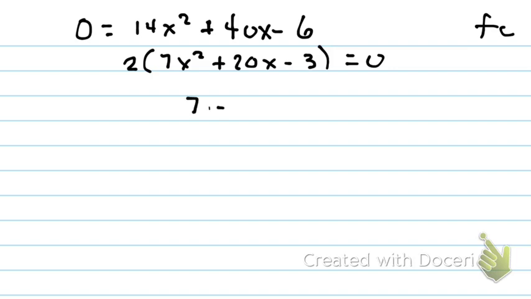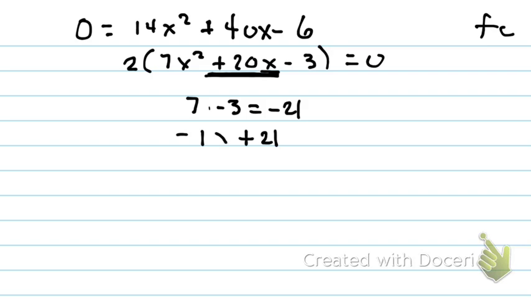So I'm going to take 7 times negative 3, which is negative 21. Looking for the two factors of negative 21 that combine to make 20. Well, duh. What are they? 1 and 21. Only if you subtract them, which tells me the signs are the same or different? Different. And I need to get a positive, so which one needs to be positive? 21, right?